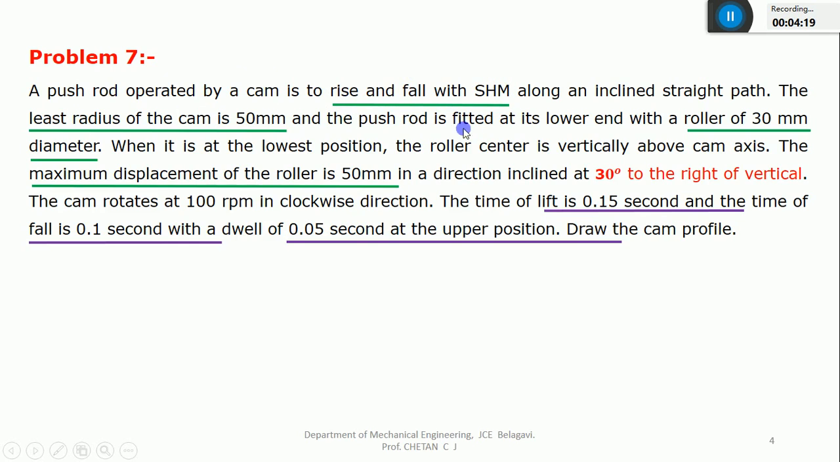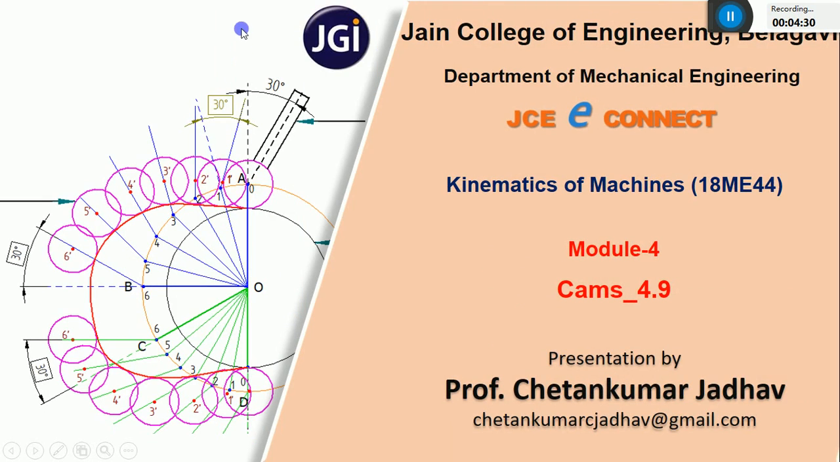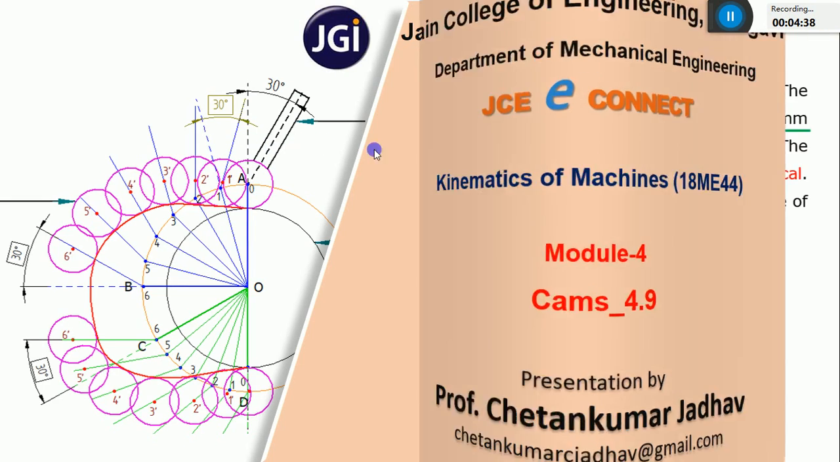So both the rising and falling of the follower is with simple harmonic motion along an inclined straight path. It means instead of oscillating in an up and down direction, it is moving at an angle of 30 degree. So it is moving like this, at an angle of 30 degree. That is the only difference.